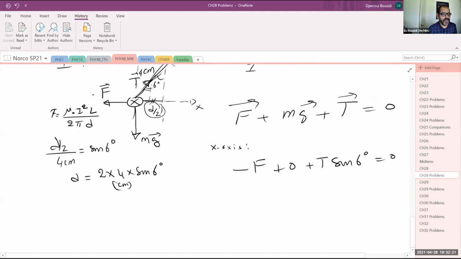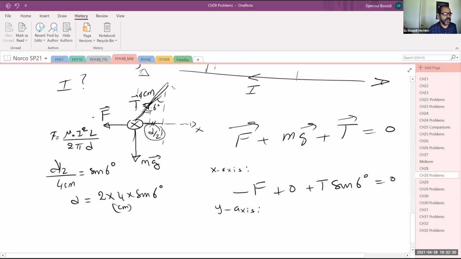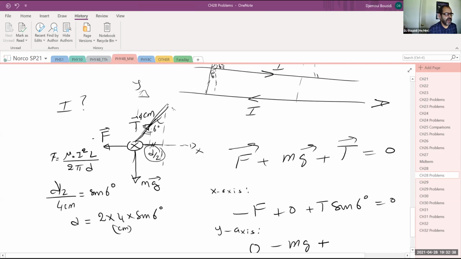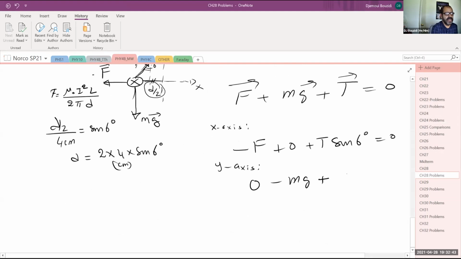So the other expression, in the y-axis, should be the other one to help us find the answer. In the y-axis, F has no component, so it's a 0 component. Mg is actually negative, so I will have 0 minus mg plus. Now the tension is positive. The components of the tension are positive, and it's actually the adjacent to the 6 degrees. So it's going to be T times cosine of 6 degrees, and this must be equal to 0. So this is equation 1, this is equation 2, and now we should be able to solve.